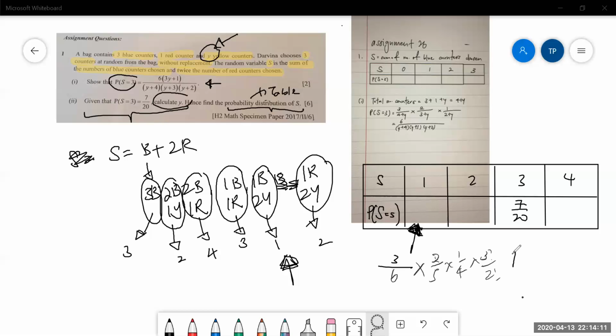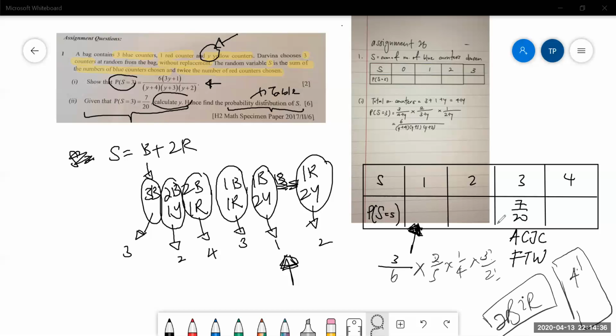Okay, so for example, if it's 2 blue, 2 red, right? So the total is 4, right? Example, the number of counters they want is 4. So I have 2 blue and 2 red, right? But they only want 3 counters. Example. Okay. For the factorial thing, I just do 4 factorial over 2 factorial times 2 factorial. Yes. Okay. ACJC.